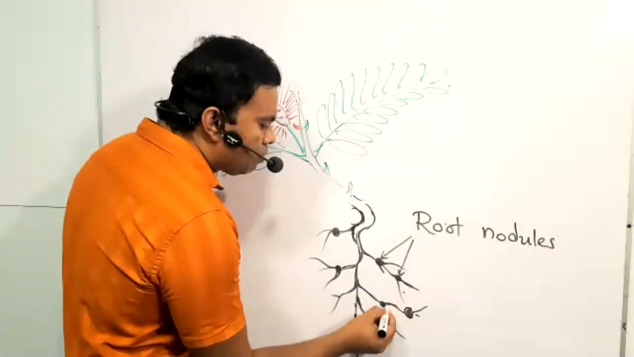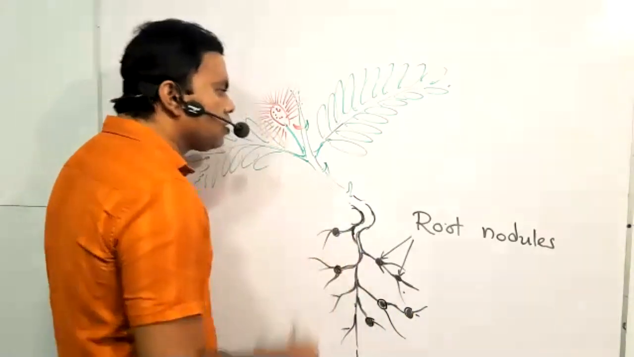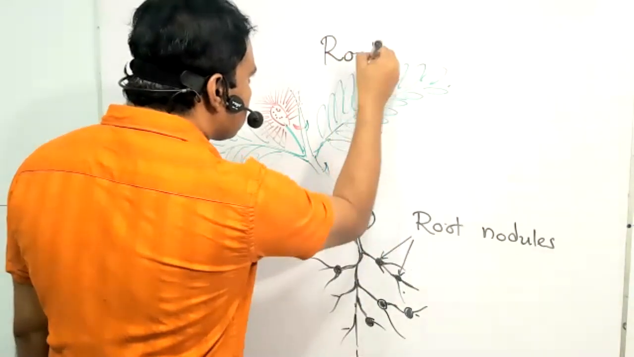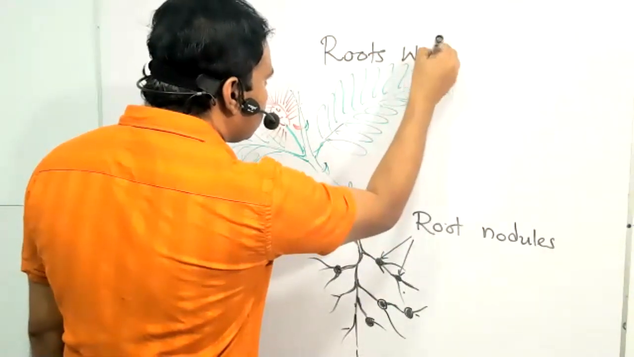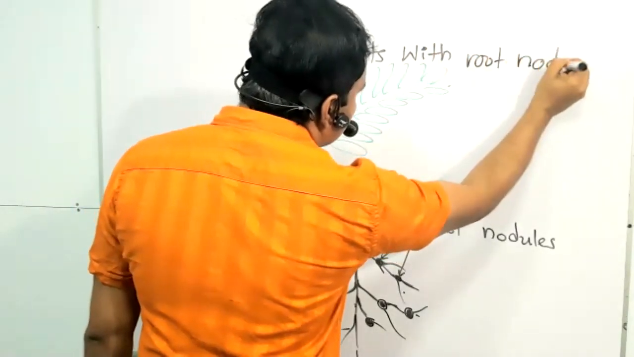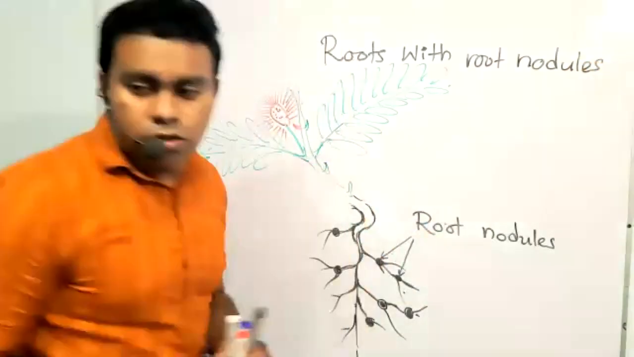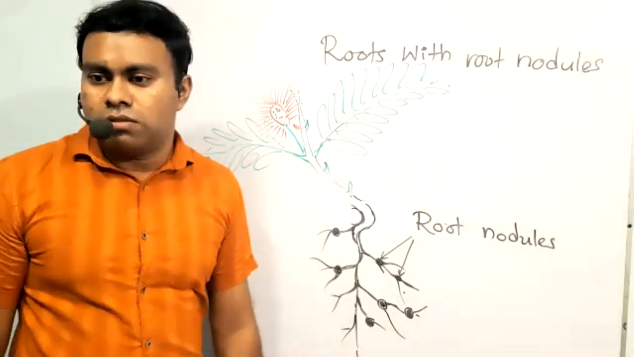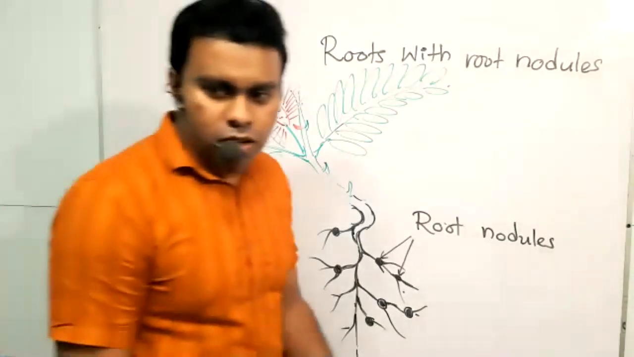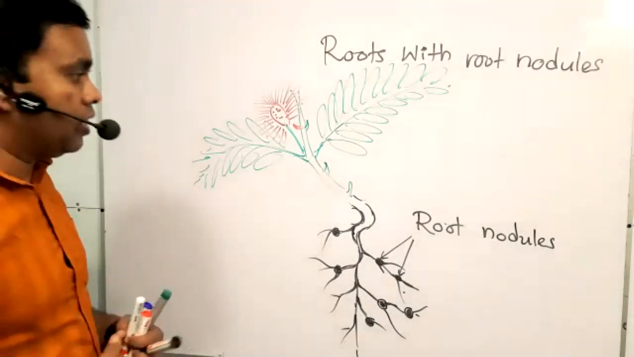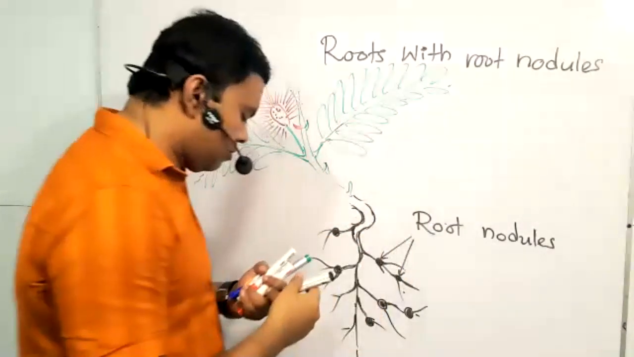So what's the importance of these root nodules? These are the roots with root nodules. I think you can see that, but because of the light, when you draw this, I'll switch off one of the lights. Okay. So what's the importance?